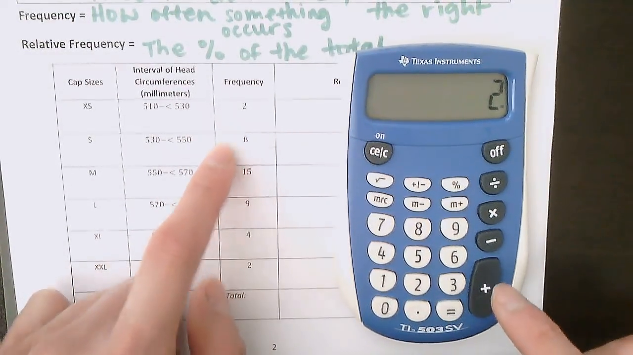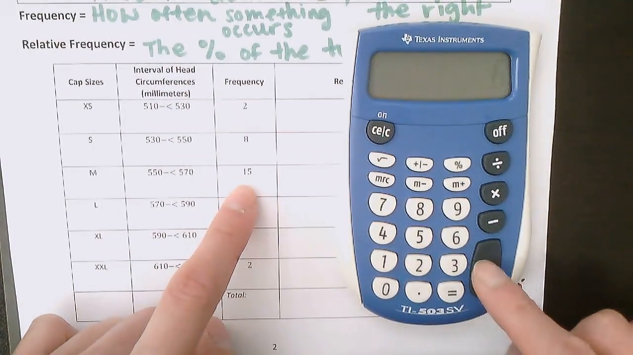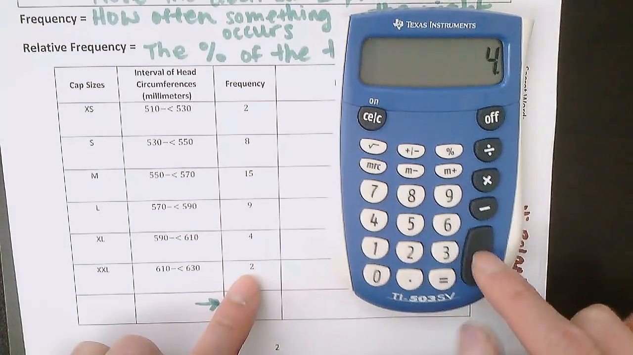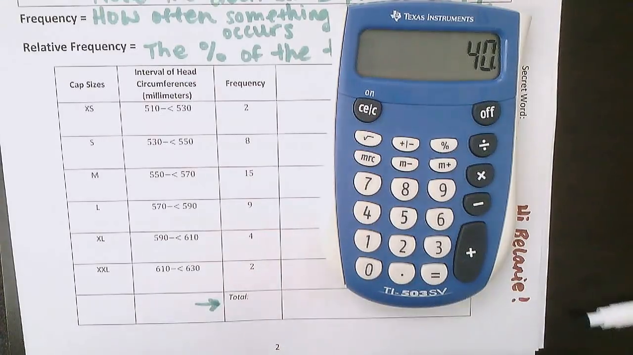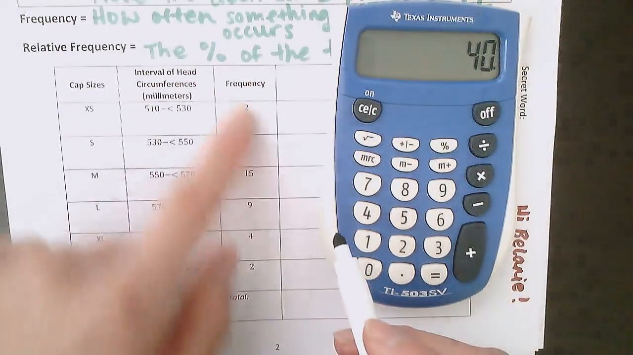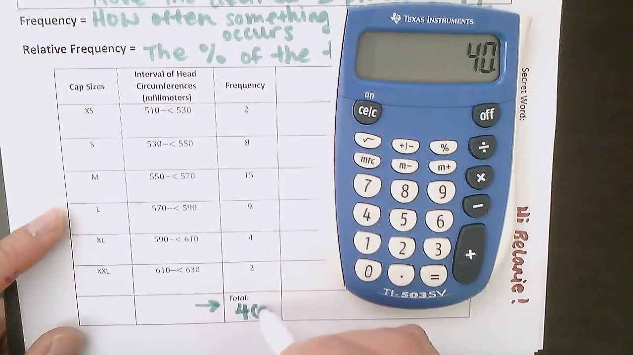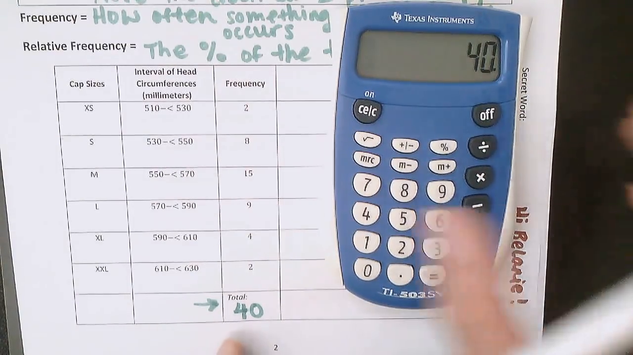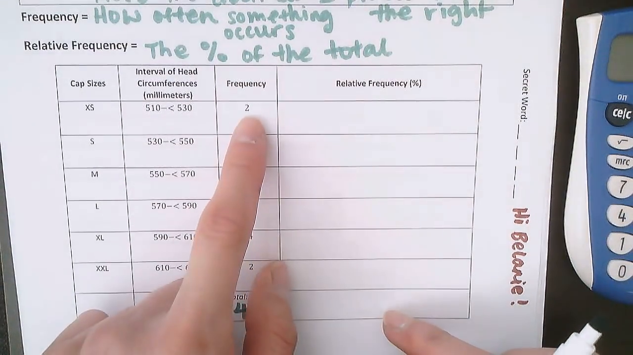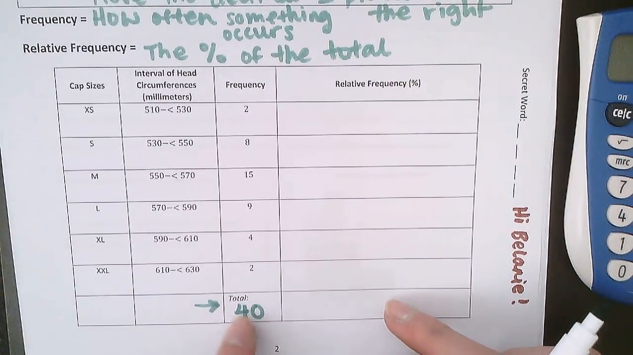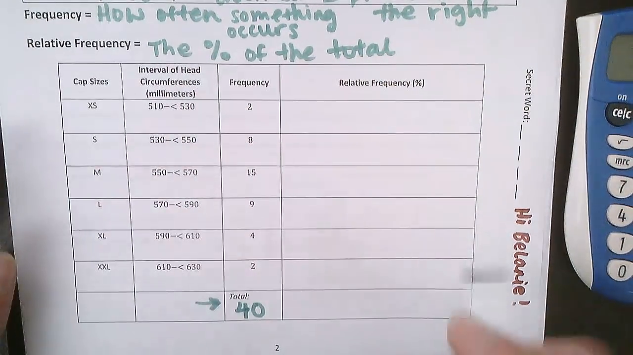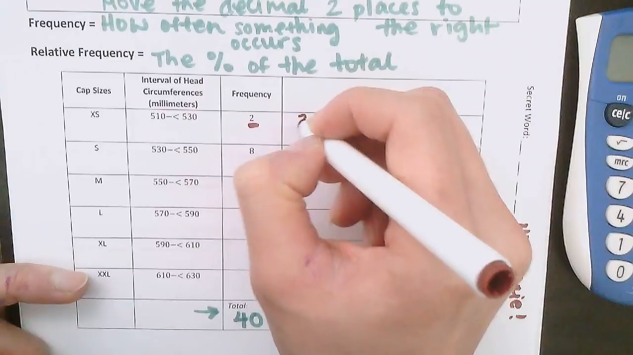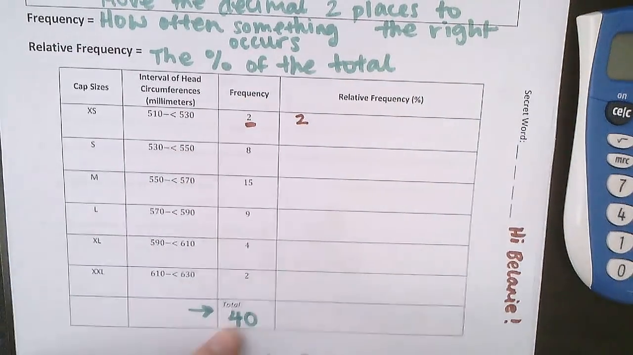So 2 plus 8 plus 15 plus 9 plus 4 plus 2 equals 40. So altogether, there are 40 people included in this data set. 40 people whose heads we have measured. And now we know the total. And if we know the total, we can figure out if there's 2 out of 40, what percent of the total that is. So I'm going to take this 2 right here. That's going to be my numerator. And then I'm going to take this 40, which is the total.